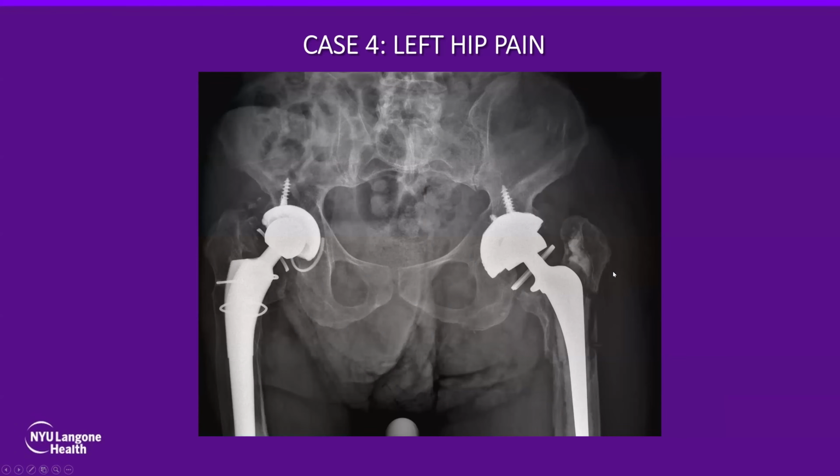Okay. So case 4, left hip pain. Again, we see this fracture, right? So we know why the patient has pain, but what are these rings here? And this patient has them on both sides. So we haven't reviewed them so far.